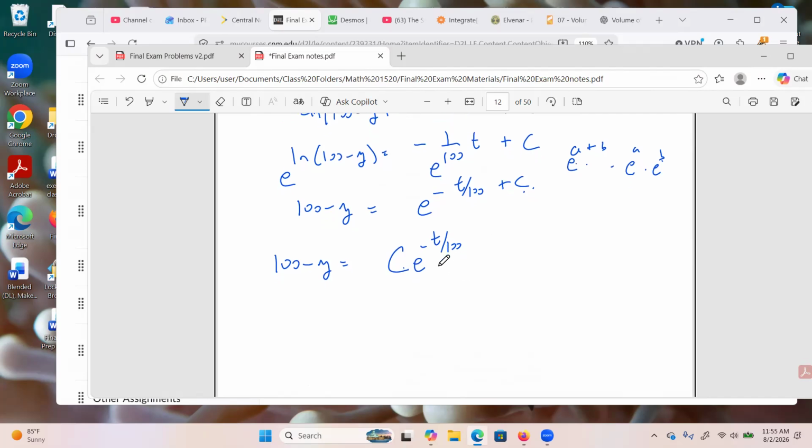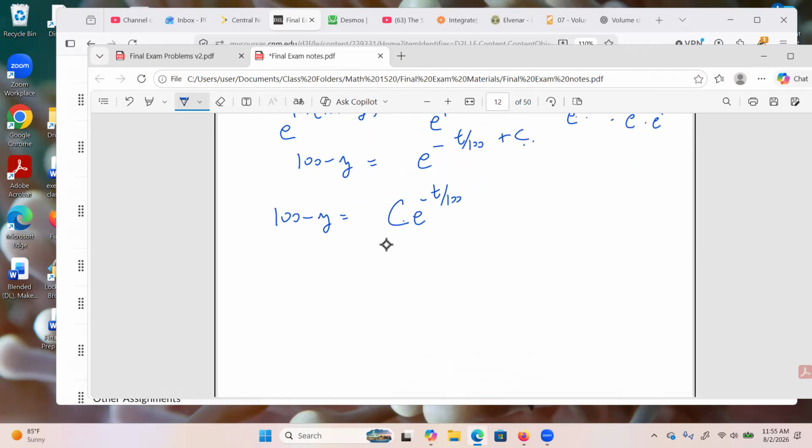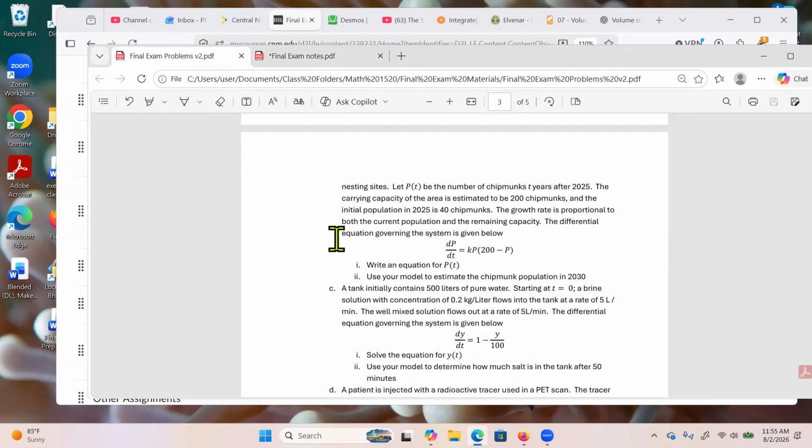Okay. So what we're going to do now is actually the y and the function is going to change places. So we have 100 minus ce to the negative t over 100 is equal to y. We just trade place. We add y to both sides and subtract ce to the negative t over 100. Now, at t equals 0, how much salt do I have in the tank? So before we start this thing, we have to go back and look at it.